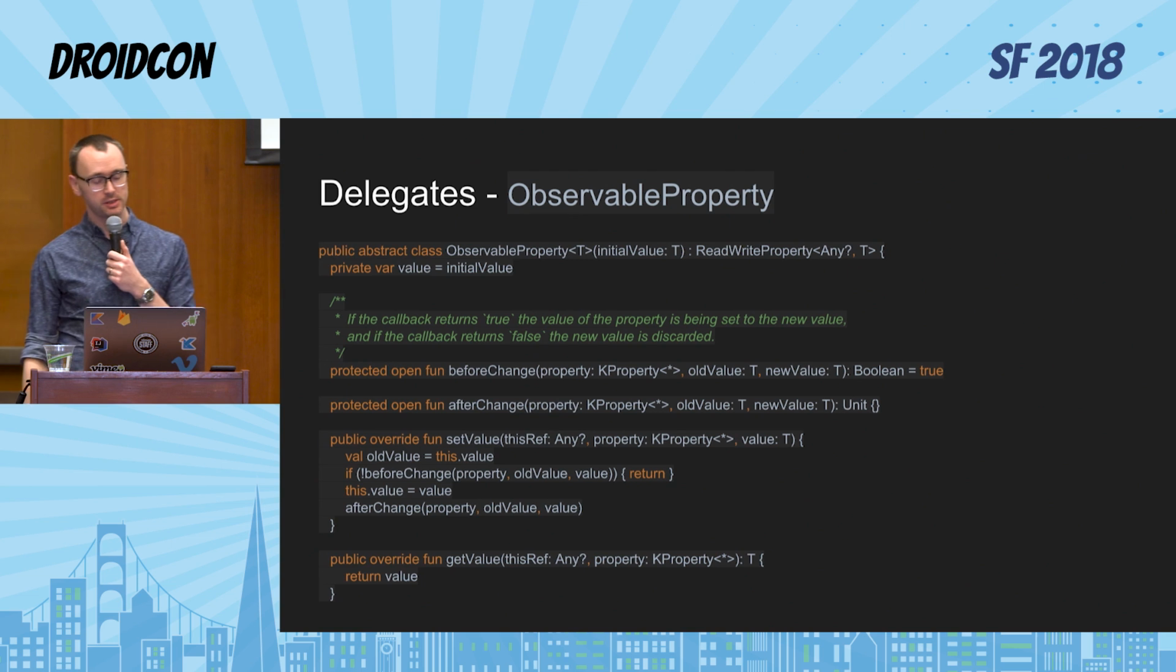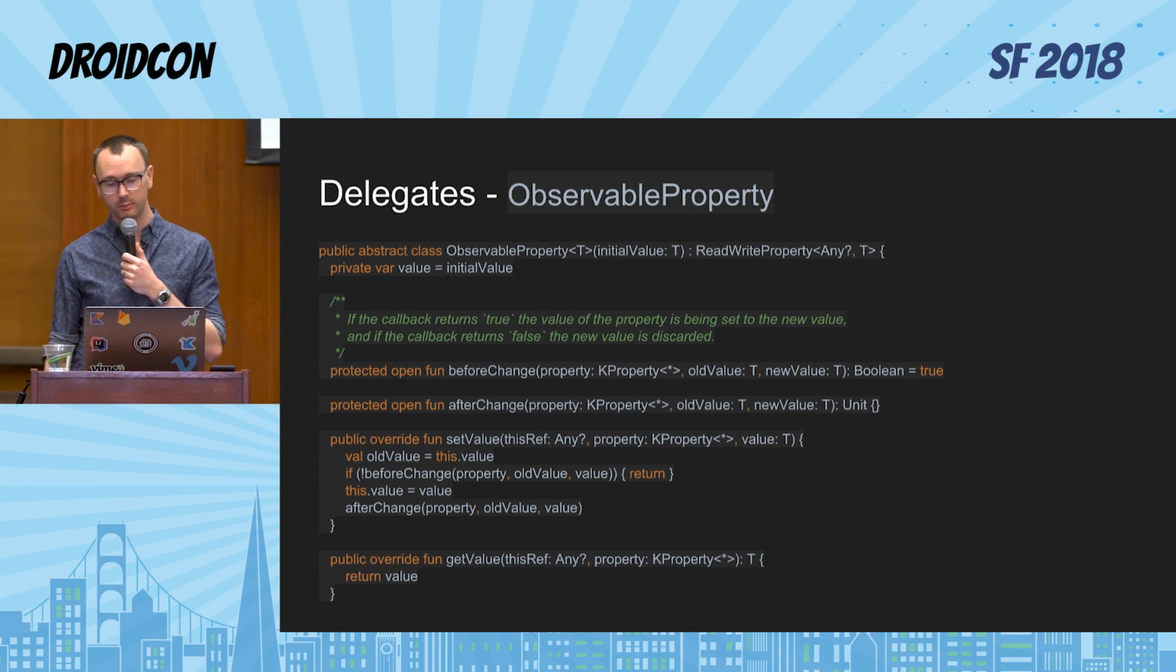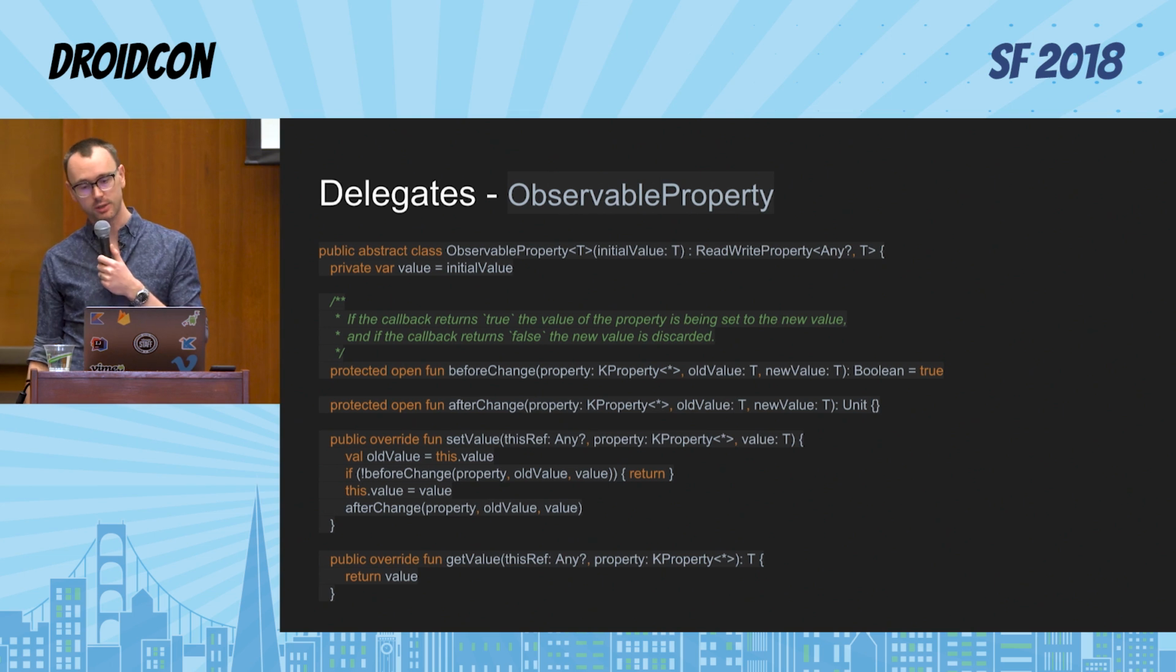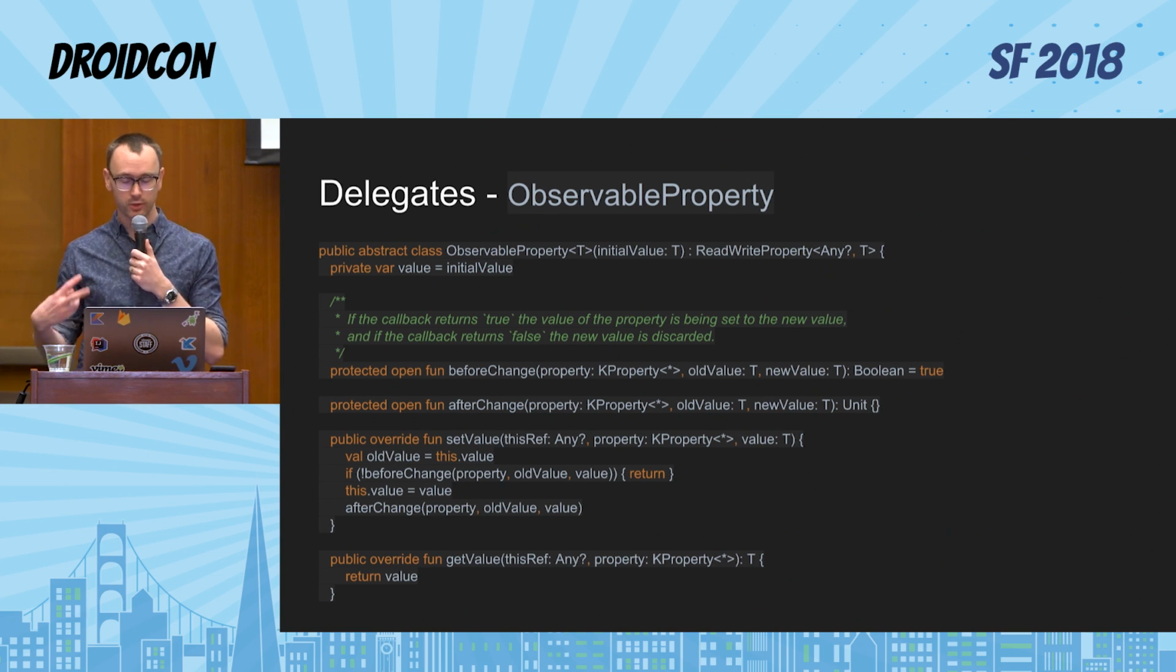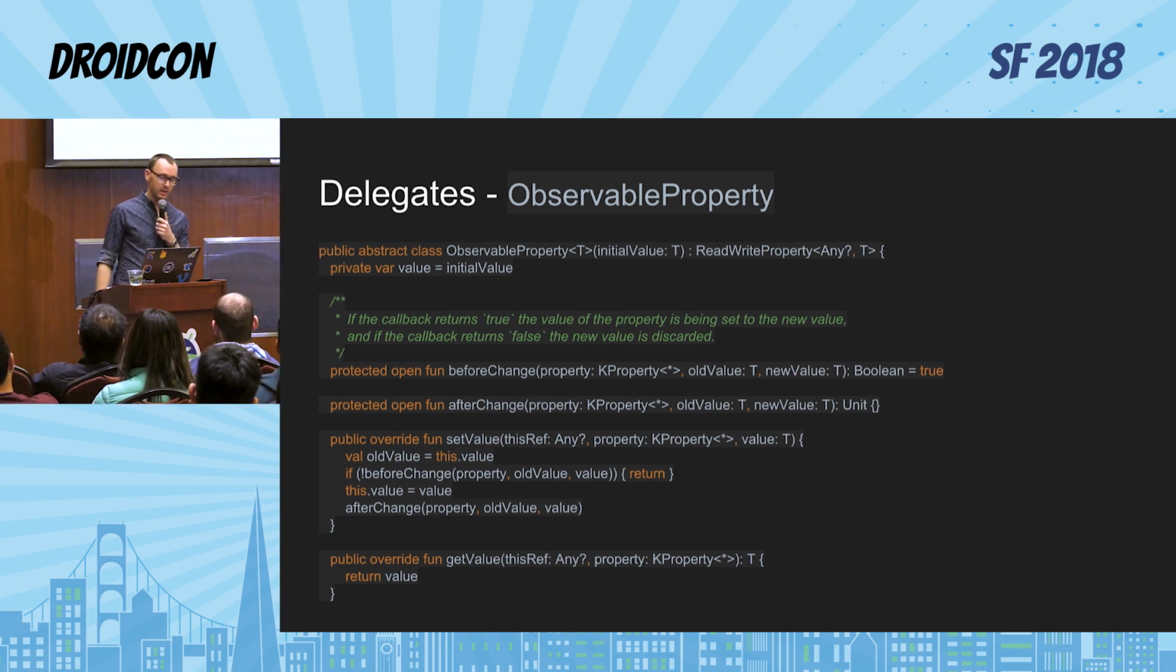And the last one actually isn't an interface. It's an abstract class that itself implements the first interface that we saw, read-write property. Its default implementation has a before change and an after change method. The before change by default returns true, and then the set value method checks to see if before change returns true. If it doesn't, it won't update the backing property. And then after the value's changed, it calls this after change method.